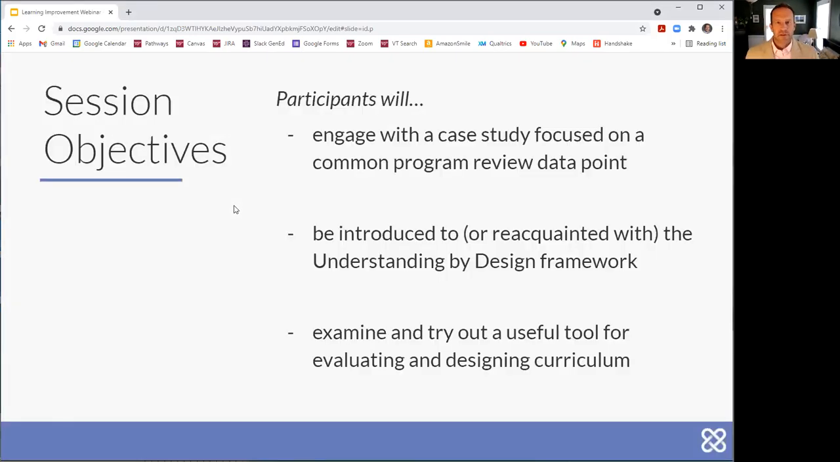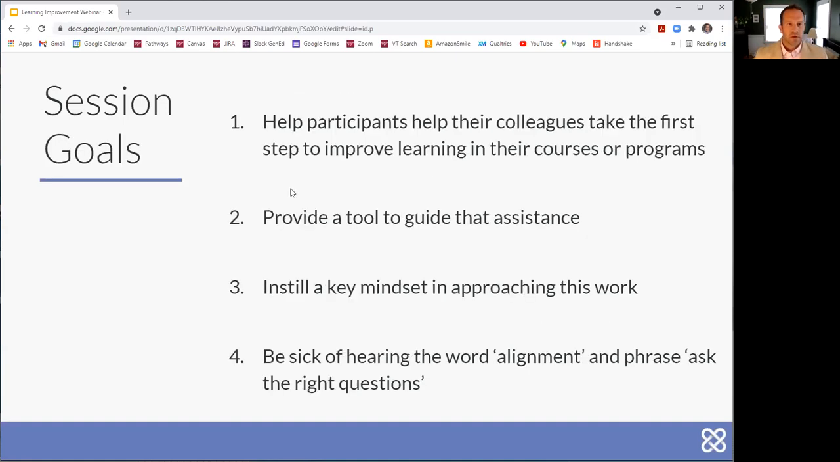So in this session, you'll engage with a case study focused on a common program review data point, and be introduced to or reacquainted with the Understanding by Design framework. So don't worry if you're quite familiar with this or not at all. This is a tool we'll work with today. And then we'll try it out and show how some simple tools, some questions, some prompts can help you take that next big step in helping people improve learning in the classroom.